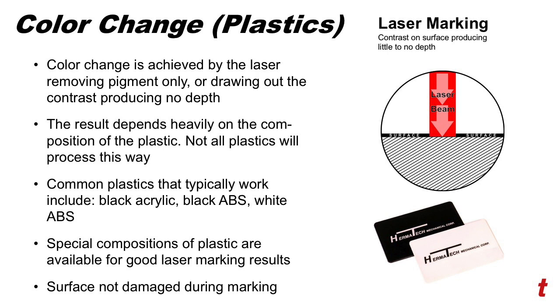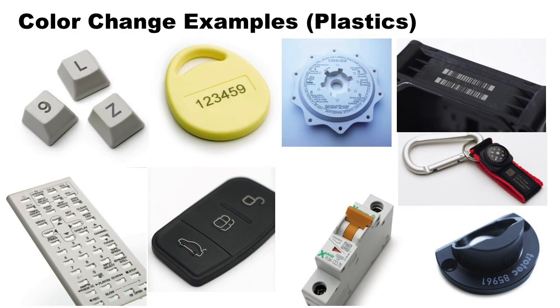However, when laser engraved, the surface is not damaged whatsoever during the marking, producing a high contrast mark that cannot be removed. Here are some examples of the color change on plastics. Your keyboard directly in front of your computer most likely has been marked with a fiber laser for its key letters, as well as many other common everyday household objects that you may see every day, which are marked with fiber lasers to produce this color change, as you can see in the example shown here.